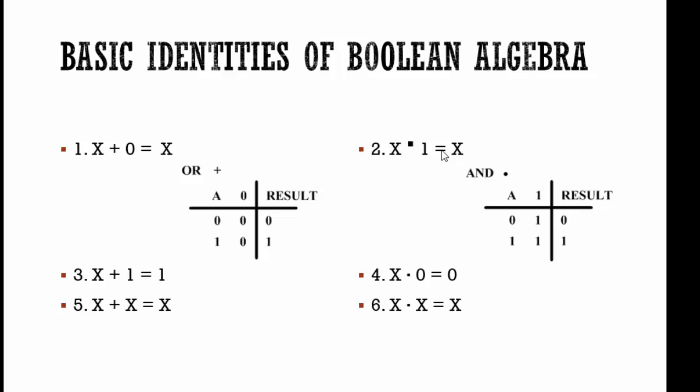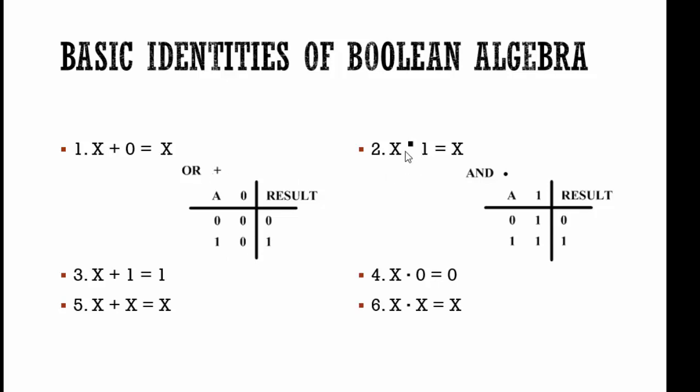For the basic identities of Boolean algebra, we have here the first one, which is x OR 0 will always be x. That means any variable that you have and you OR it with 0 will always have the same identity. Okay, so if your a here is 0 and then you OR it with 0, it will always be itself. So 0, 0, 1, 1, because you use the OR.